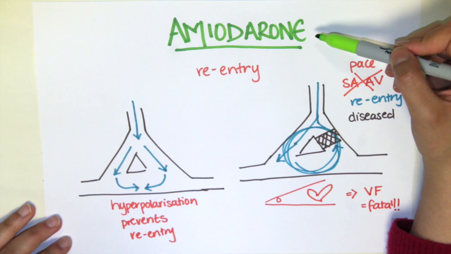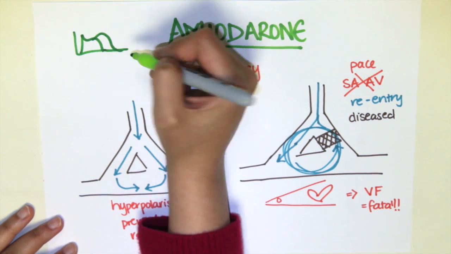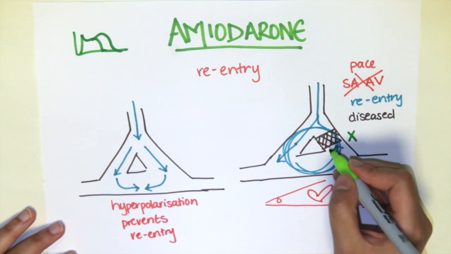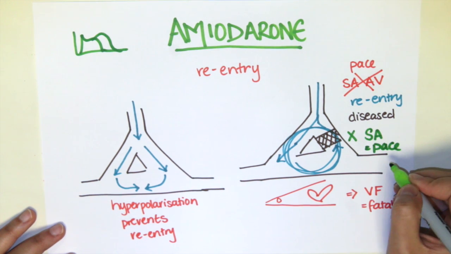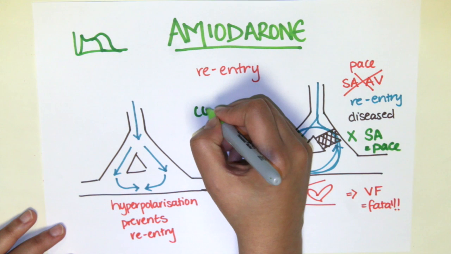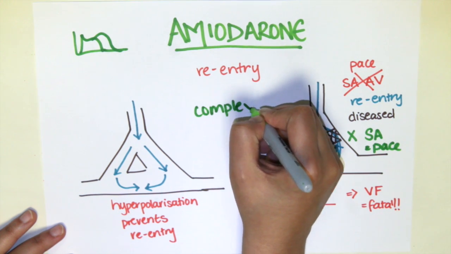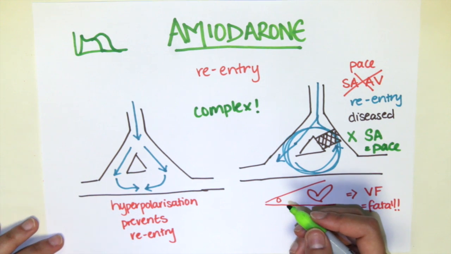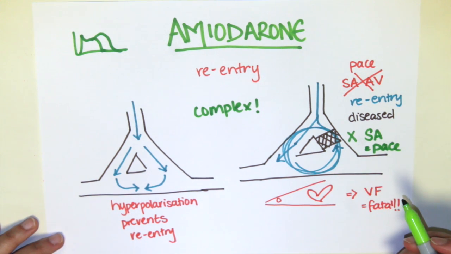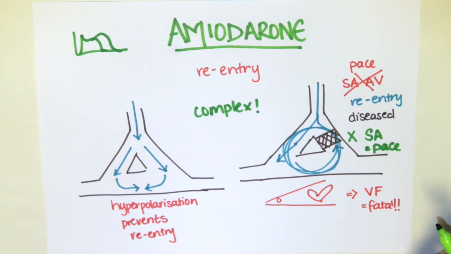So drugs like amiodarone, which prolong the refractory period, are ideal to break the re-entry circuit and allow the SA node again to set the pace. So in summary, amiodarone has a complex action on multiple ion channels, but the overall effect is that it prolongs the refractory period and delays conduction of action potentials.